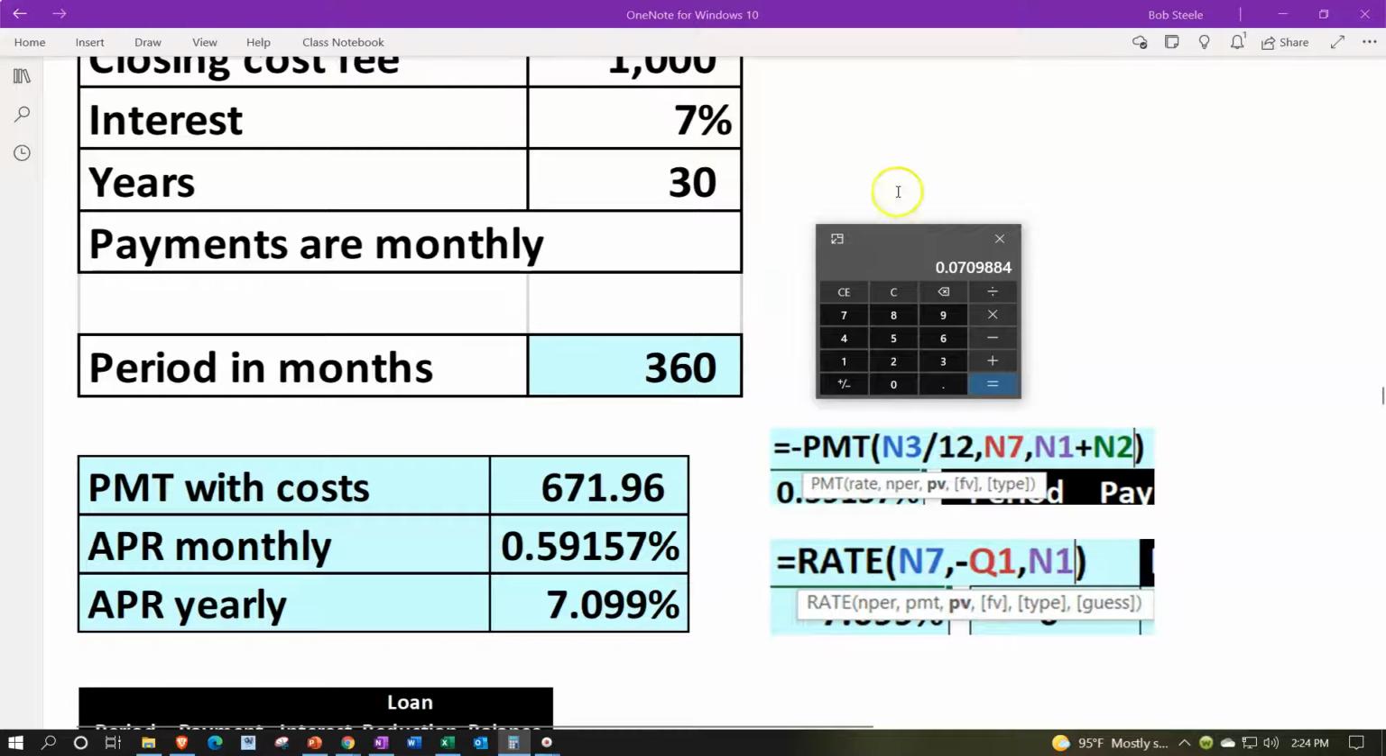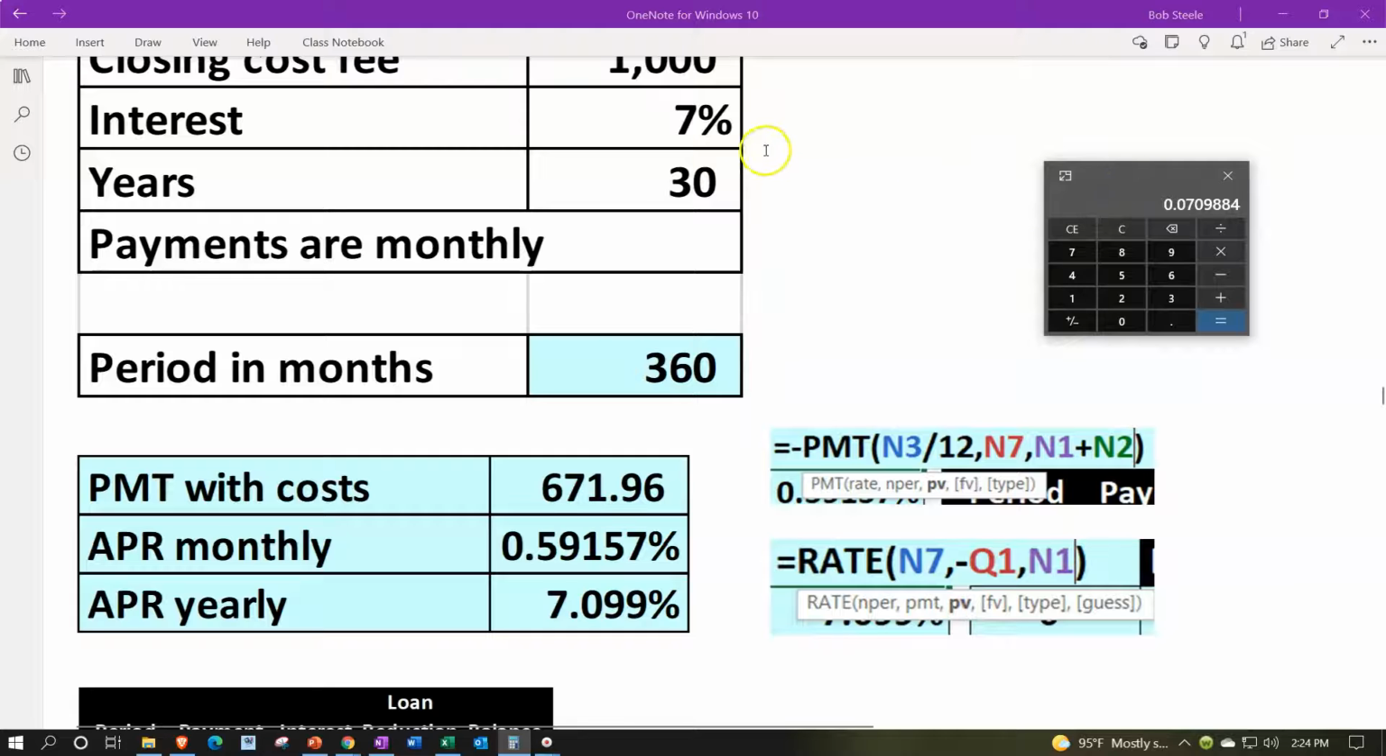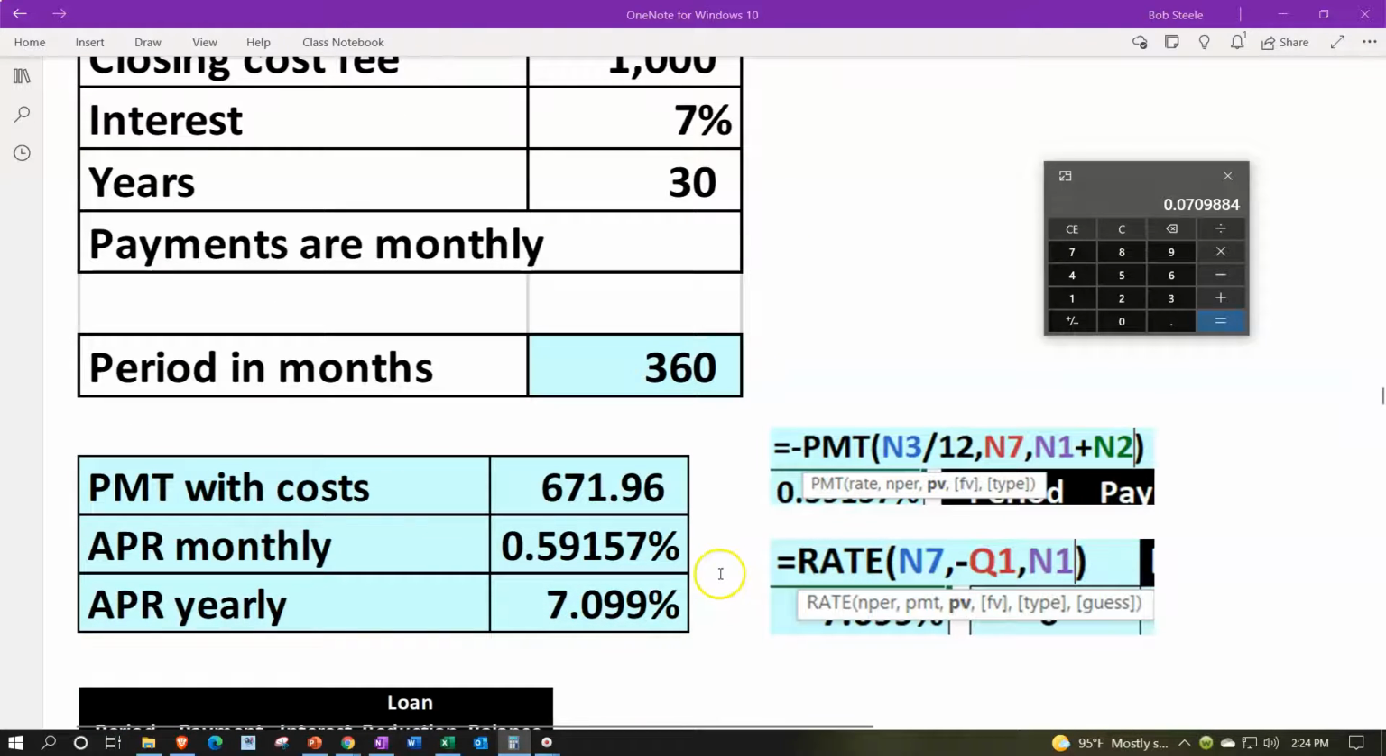Now the APR is 7.099, which is always going to be higher than the interest rate. So it's always going to be higher than the interest rate, because the idea is that we wrapped this $1,000 into the APR amount.